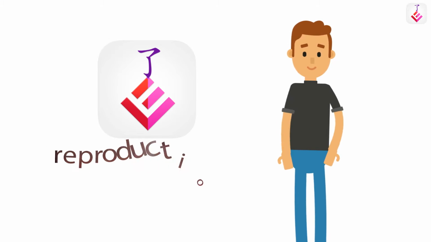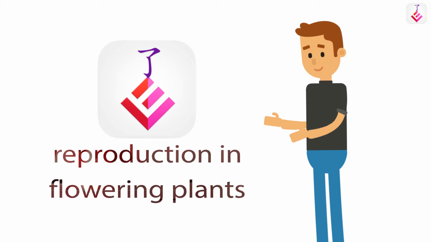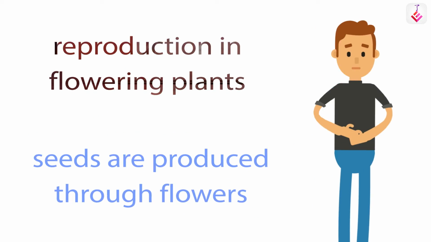Today, we will learn about reproduction in flowering plants. This means that seeds are produced through flowers.